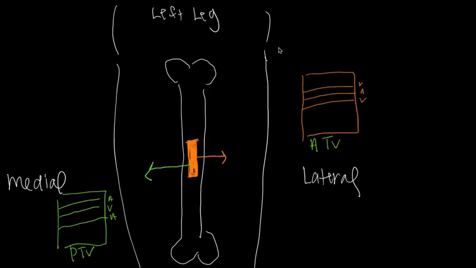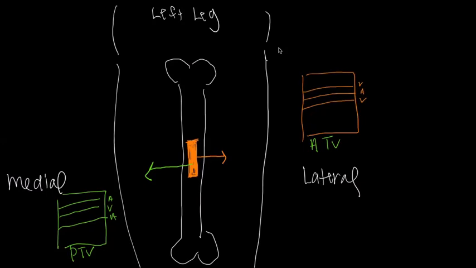Sometimes students have a hard time remembering this. Like, I don't remember if my PTVs are medial or lateral to the tibia. Well, if you peed on yourself right now, the urine would travel down the inside of your leg, right? Down the medial part of your leg. And so that's where the PTV is located. So that's an easy way to remember it.